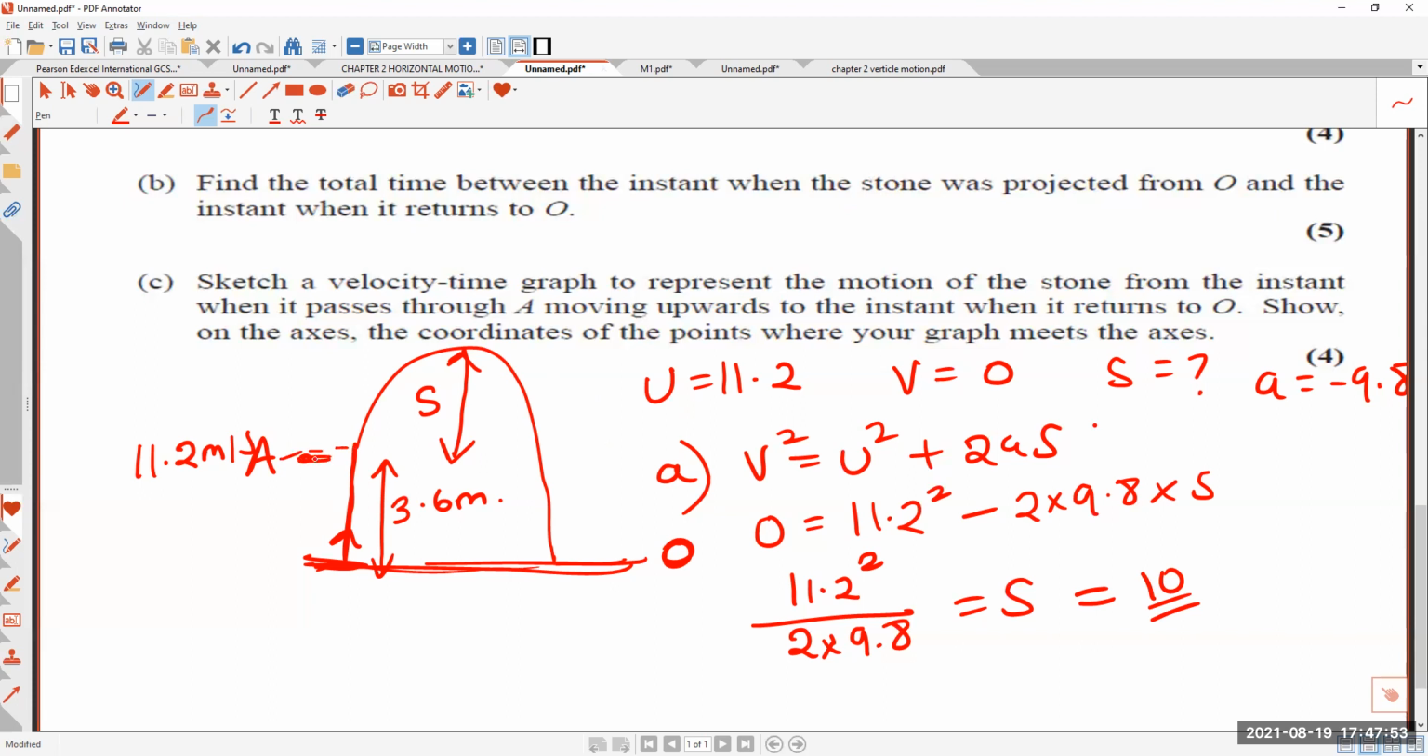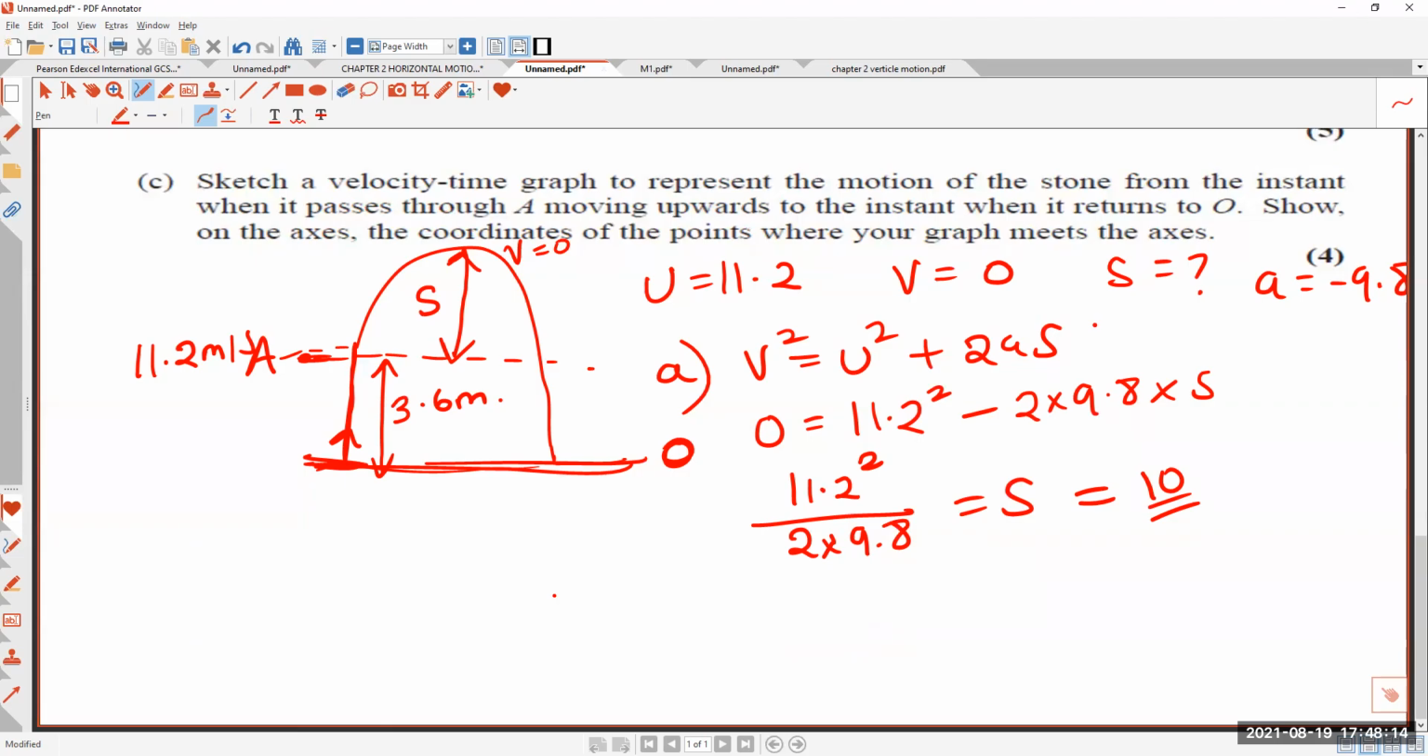This doesn't matter. Let this be my initial velocity and let the final velocity be 0. So which formula? V square is equal to u square plus 2as. Then comes: find the total time between the instant when the stone is projected from O. So if it is projected from O and returns back to O, we have to find the time. What's your displacement? 0. But do I know my initial velocity? No, initial velocity is not 11.2. By the time it reaches A, the velocity was 11.2. I don't know what initial velocity it was projected with. So let's find that.